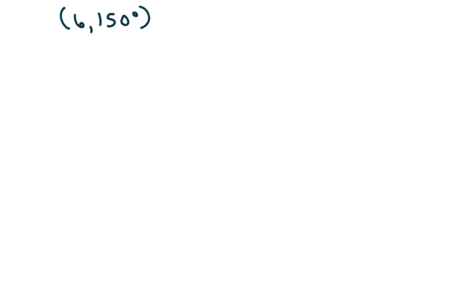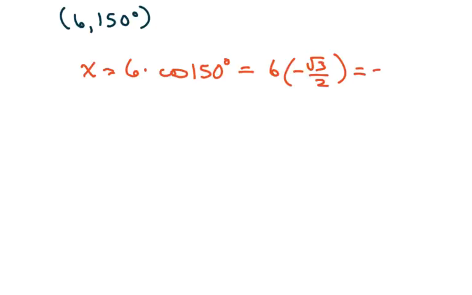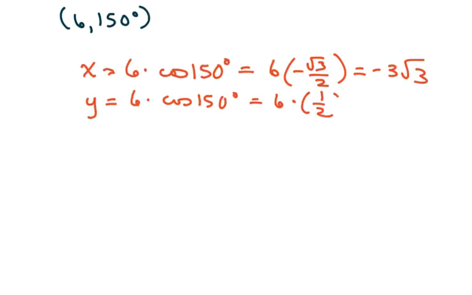And now we have this one. We have x equals 6 times cosine of 150 degrees, which equals 6 times negative square root of 3 over 2, which equals negative 3 square root of 3. And y equals the same thing, but with sine, which equals 6 times 1/2, which equals 3. So my x is negative 3 square root of 3, and my y is 3.